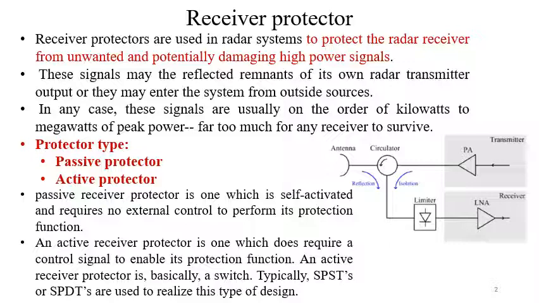mainly the signal coming from the transmitter, because the transmitter is used to transmit a huge amount of power and receivers are very sensitive. So if some power gets leaked into the receiver path, most of the time for monostatic radars, then there is a chance of damage to the receiver. So these are the unwanted and potentially damaging high power signals, leakage power from the transmitter.